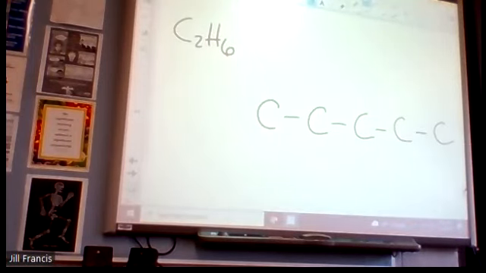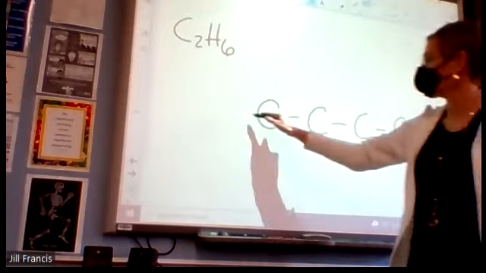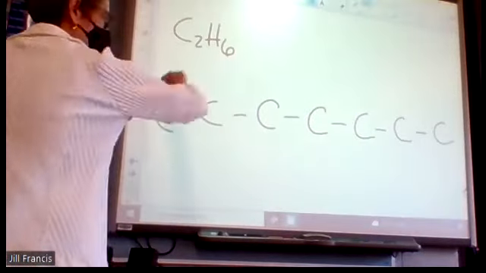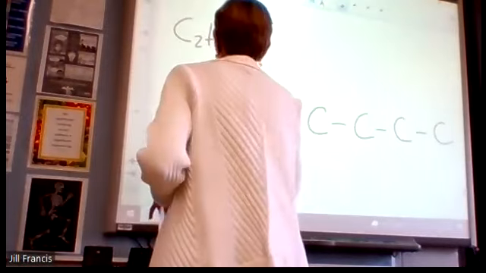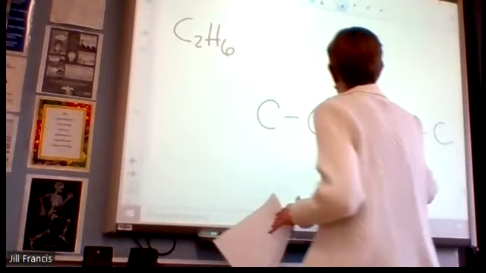Okay, if there were 5 carbons, if there were 7 carbons, you would just keep them all going like this, and then you would put your hydrogens around them. So those all just join together in the middle. But we only need 2, so let's take the rest away here.